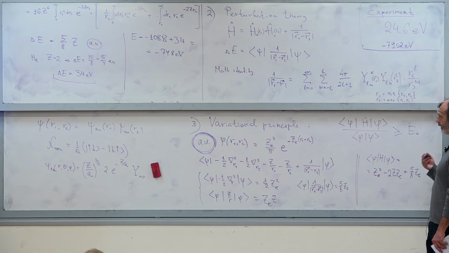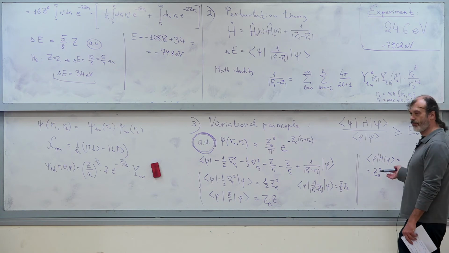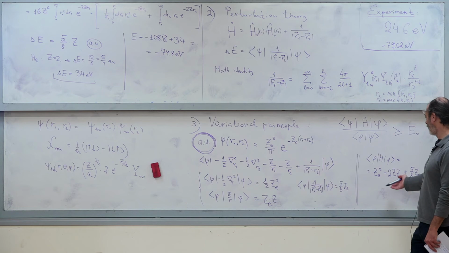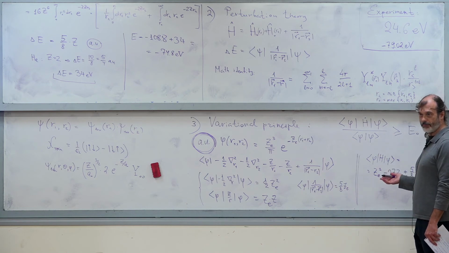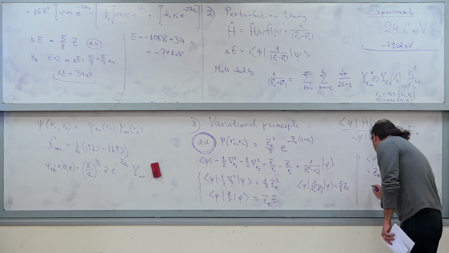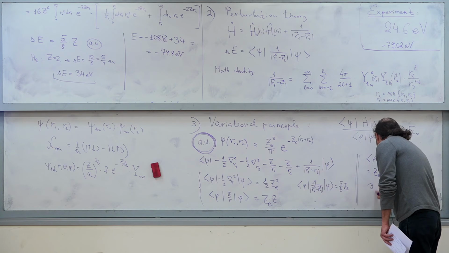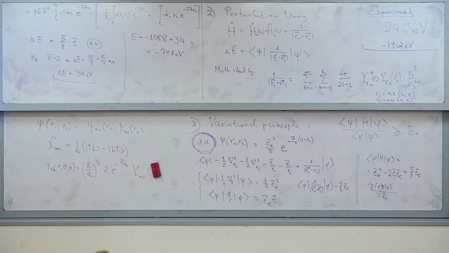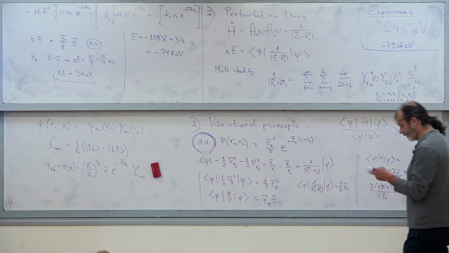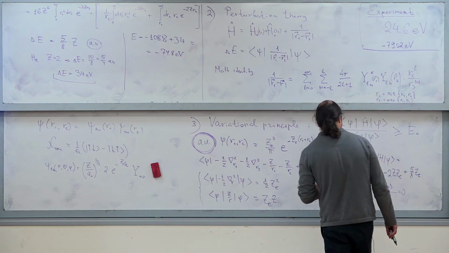So in order to apply the variational principle, I have to look for the derivative of this energy with respect to ZE, which is equal to 0. That's all what I need to do. Right? So that's the prescription. So in order to find the optimal parameter ZE, I have to find this derivative over this parameter equal to 0.